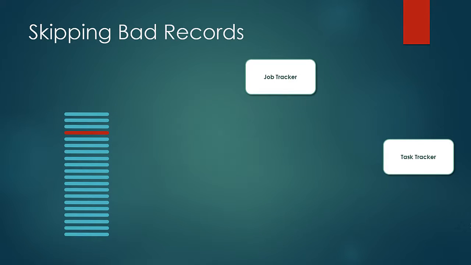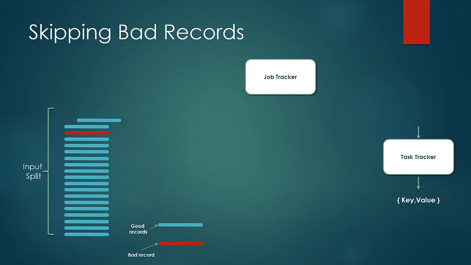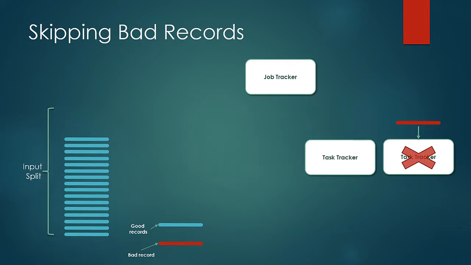Let the lines signify the input records in the input splits, with blue lines as good records and a red line as a bad record. The task tracker would process all the good records to produce key value pairs. As it reaches the bad record, it would fail. Observing this, the job tracker would relaunch the task on another machine to ensure that the underlying hardware or software configuration is not the error causing the issue. The task would process all the good records and would fail at the bad record again.